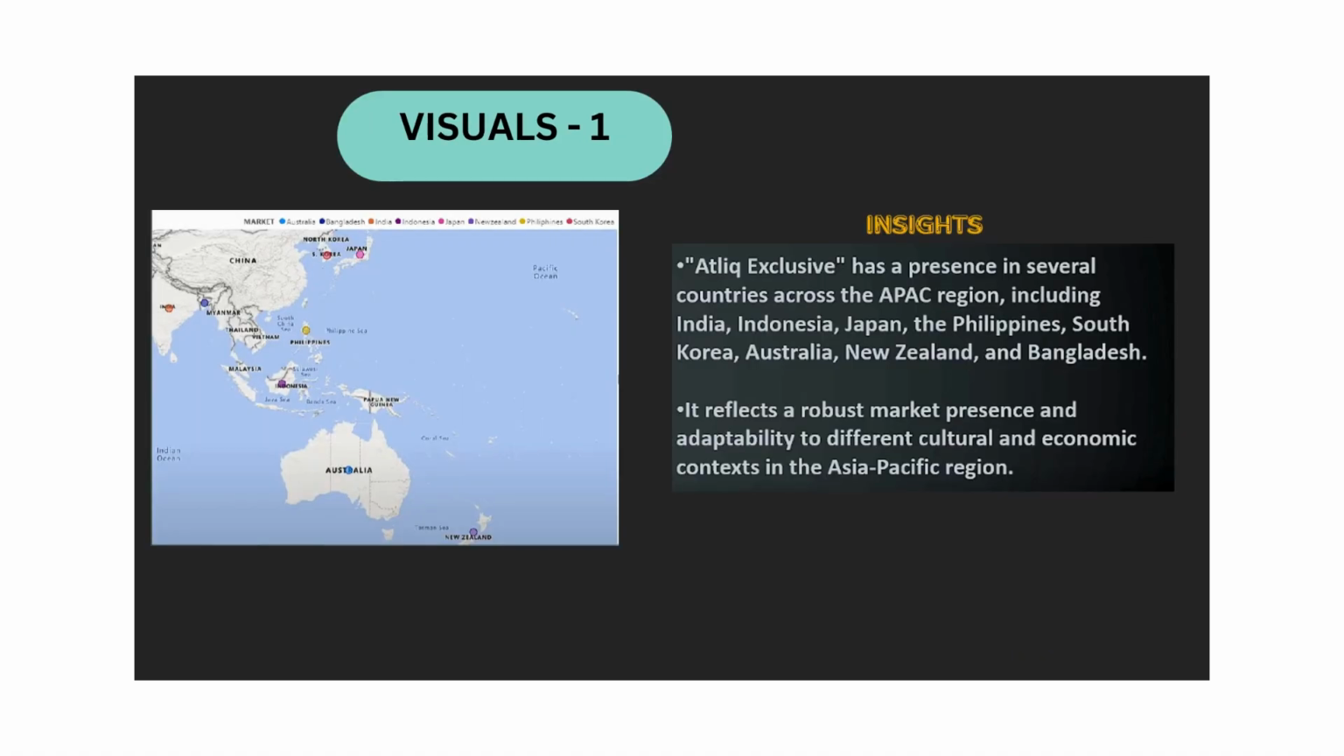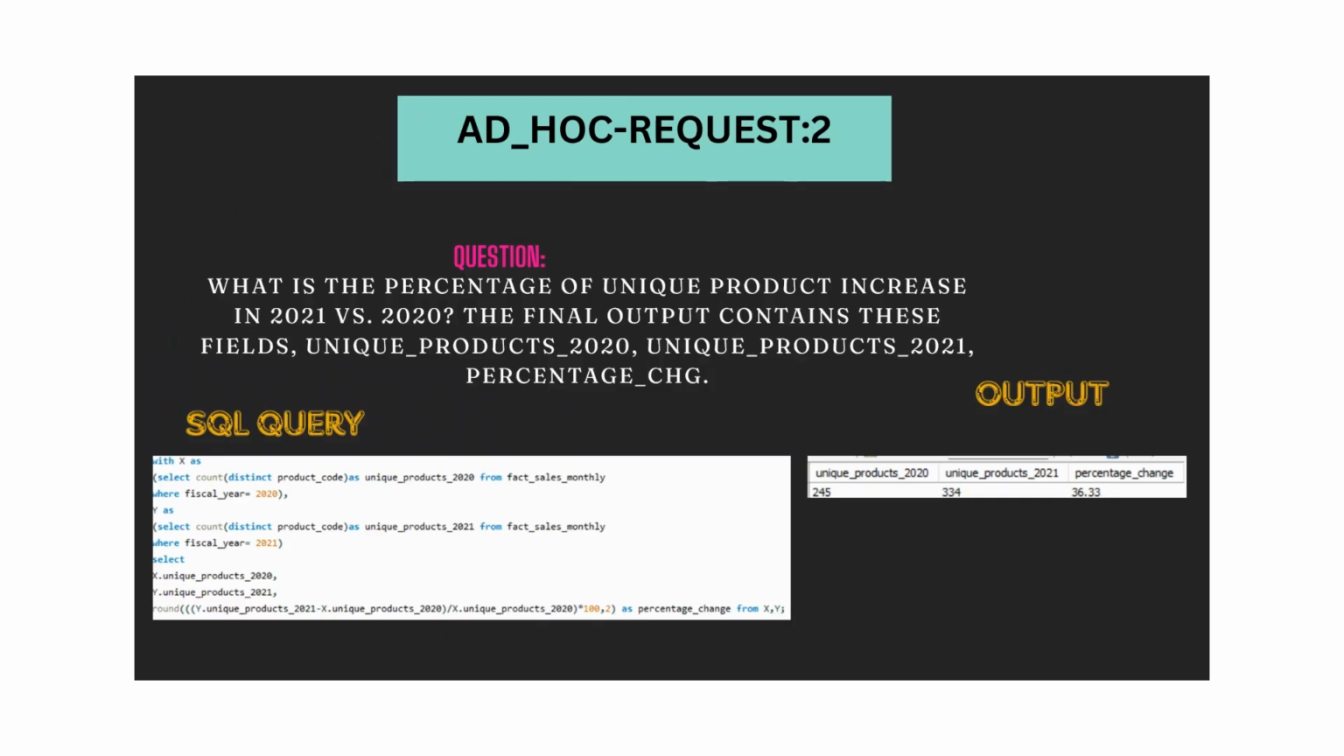As you can see here, in the APAC region we have India, Indonesia, Japan, Philippines, South Korea, Australia, New Zealand, and Bangladesh. It has a presence in several countries across the APAC region, and it reflects a robust market presence and adaptability to different cultures and economic contexts in the Asia Pacific region. So these are the countries. Okay, let's move to the second question.